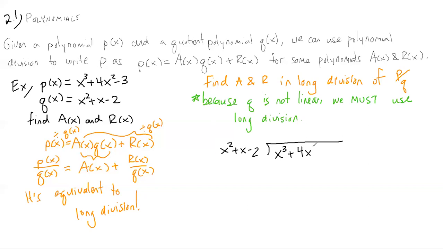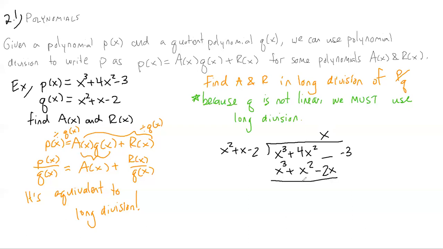So plus 4x squared. I don't have an x, so I'm just going to leave a little gap for it. And then a minus 3. And then this should be a two-step long division. What do I multiply x squared by to cancel with the x cubed? I just need a single x. And so I'm going to distribute the x. X times x squared is x cubed. X times x is x squared. And x times negative 2 would be minus 2x.